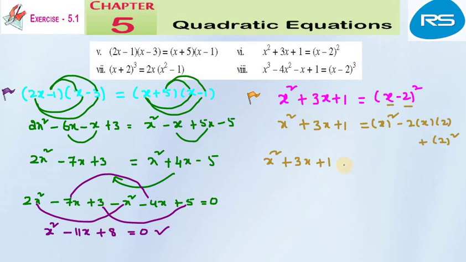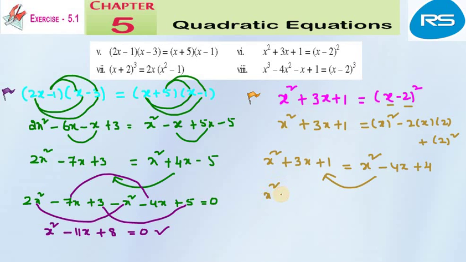Now further simplification. Again you can't do anything to the left hand side. I am simplifying the right hand side. So this is x square minus 4x plus 4. So 2 twos are 4, and this 2 square is nothing but plus 4. Now take all the terms to the left hand side.